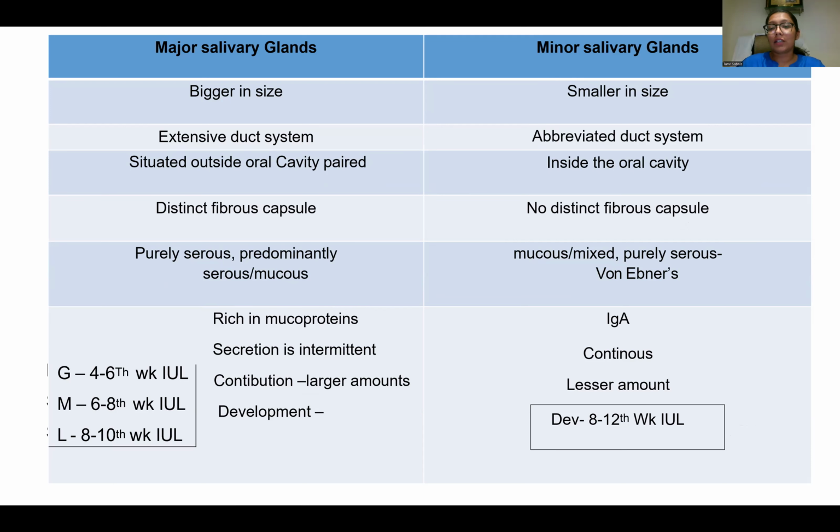Minor salivary glands are smaller in size, with an abbreviated ductal system, present inside the oral cavity with no distinct fibrous capsule. Mucous and mixed secretions are mostly seen. The only purely serous secretion is from the von Ebner's gland, which is posteriorly present, and the secretions are going to be IgA, which are continuous. The saliva contributed by the minor salivary glands is very little compared to that of the major salivary glands.